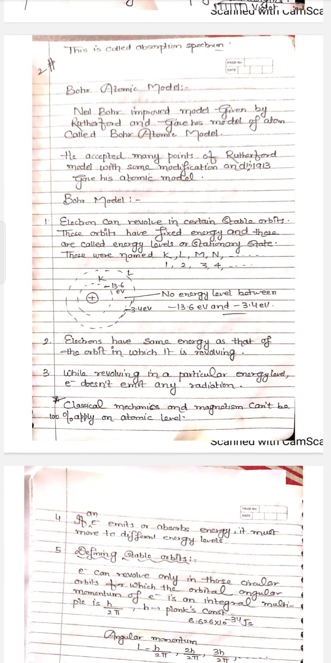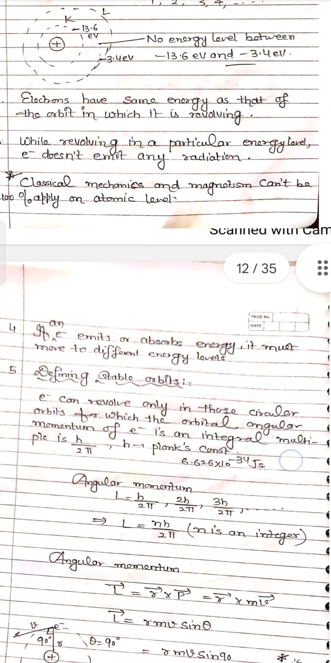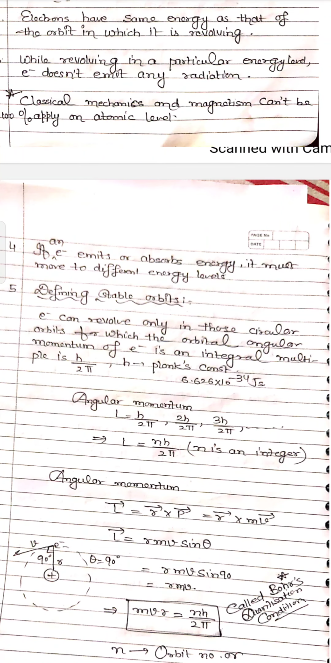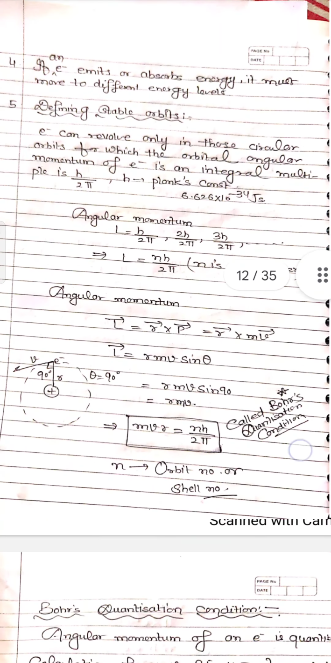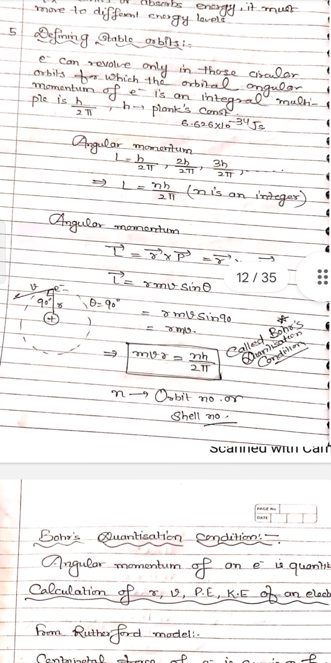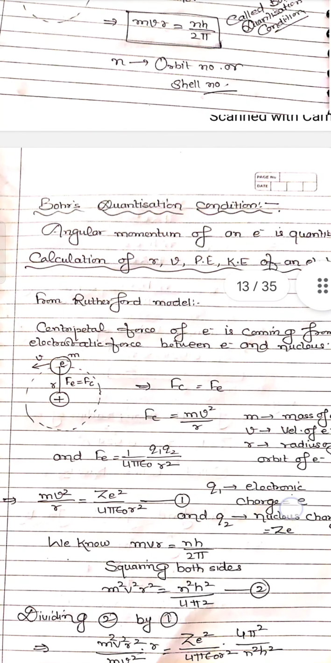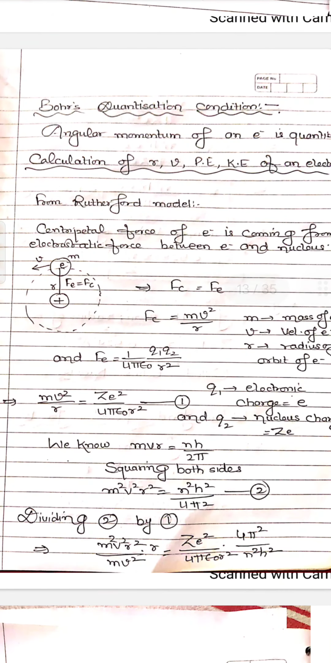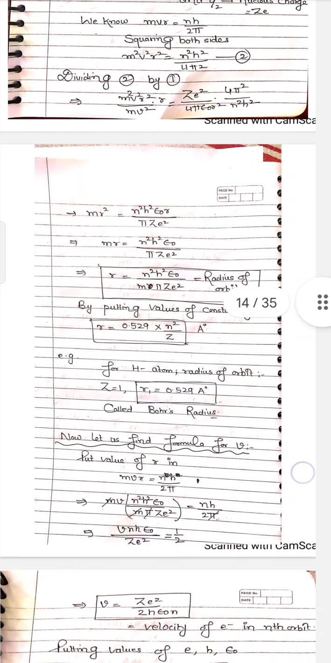But definitely I must say here that there are some drawbacks in this model also, but we are following the same model right now. After that you can see angular momentum in Bohr model, then Bohr's quantization conditions, calculation of some of the properties of electrons, you can see here.